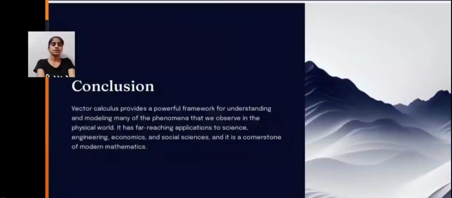Then, last but not least, the conclusion. Vector calculus provides a powerful framework for understanding and modeling many of the phenomena that we observe in the physical world. It has far-reaching applications in science, engineering, economics, and social science, and it is a cornerstone of modern mathematics.